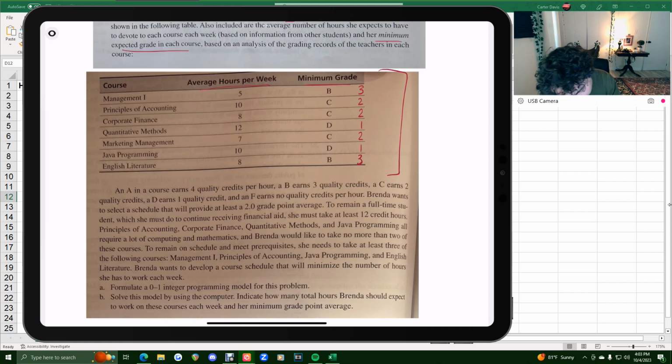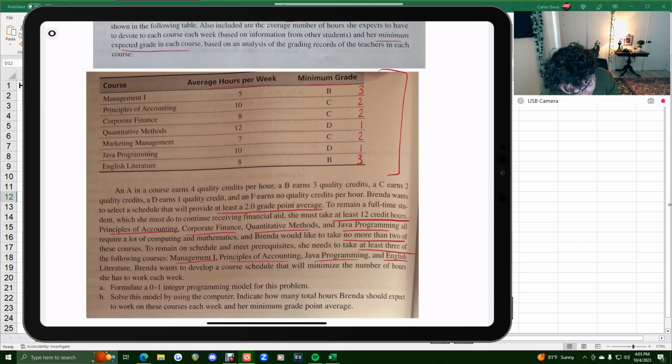Brenda wants to select a schedule that will provide at least a 2.0 GPA. To remain a full-time student, she must take at least 12 credit hours. They say that principles, corporate finance, quantitative methods, and Java are all math courses. She doesn't want to take more than 2 of these courses, so no more than 2 of those. To remain on schedule, she needs to take at least 3 of the following courses.